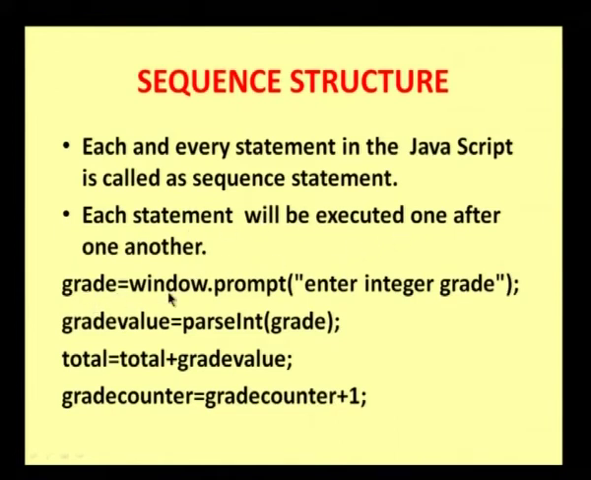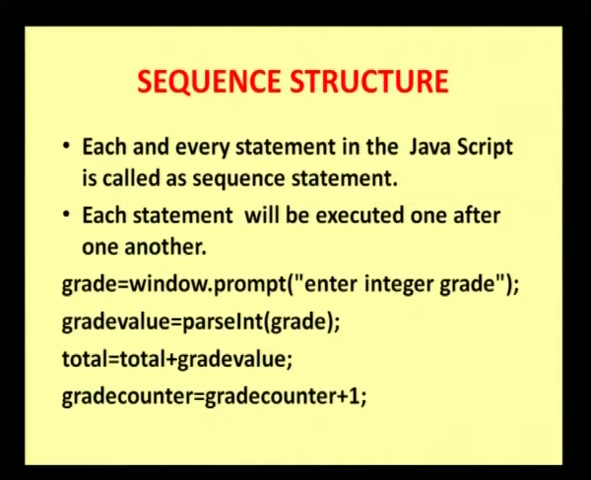So grade is equal to window.prompt, enter the integer grade. So we are getting some input from the user by giving the message, enter the integer grade. So next we have to parse that text value into integer value. So these 4 lines will be executed in sequence manner, that is one after the other. So this is the first sequence structure, the first control structure present in JavaScript.